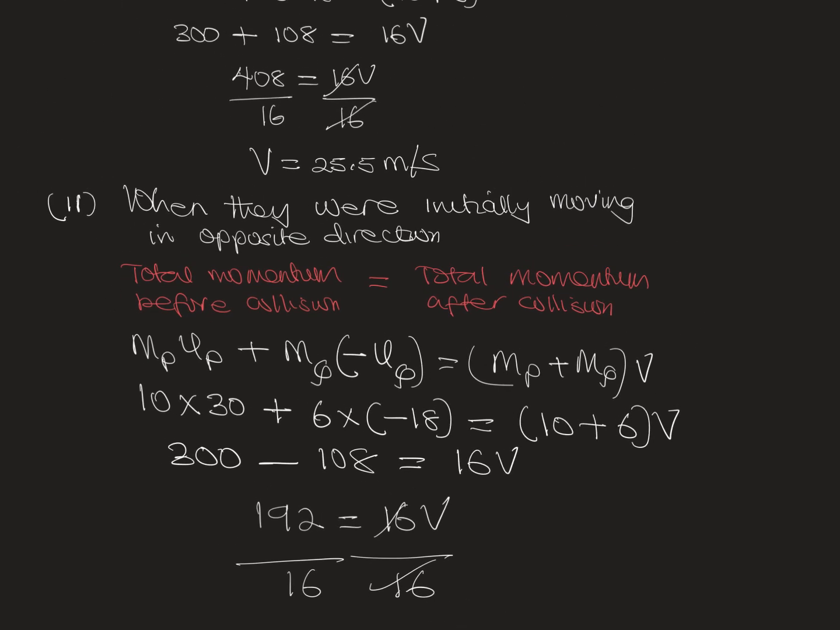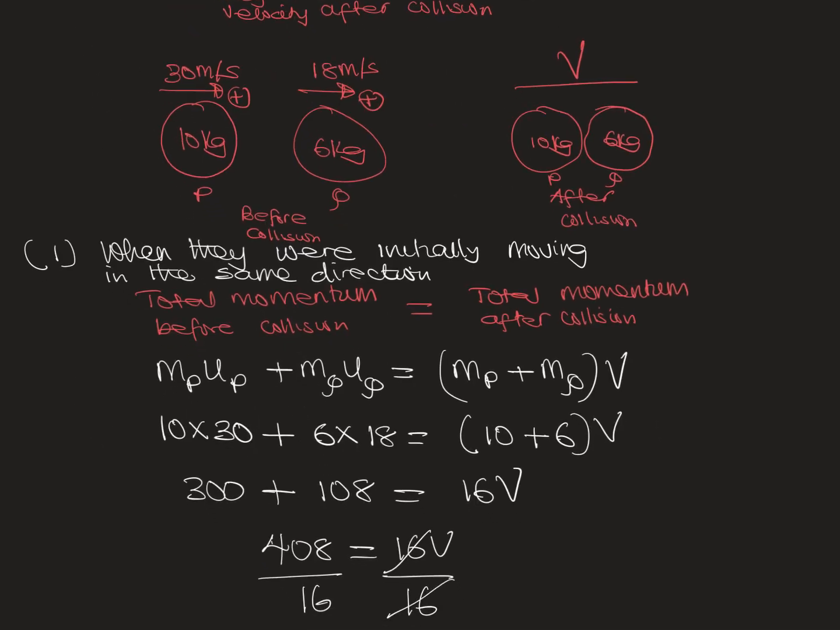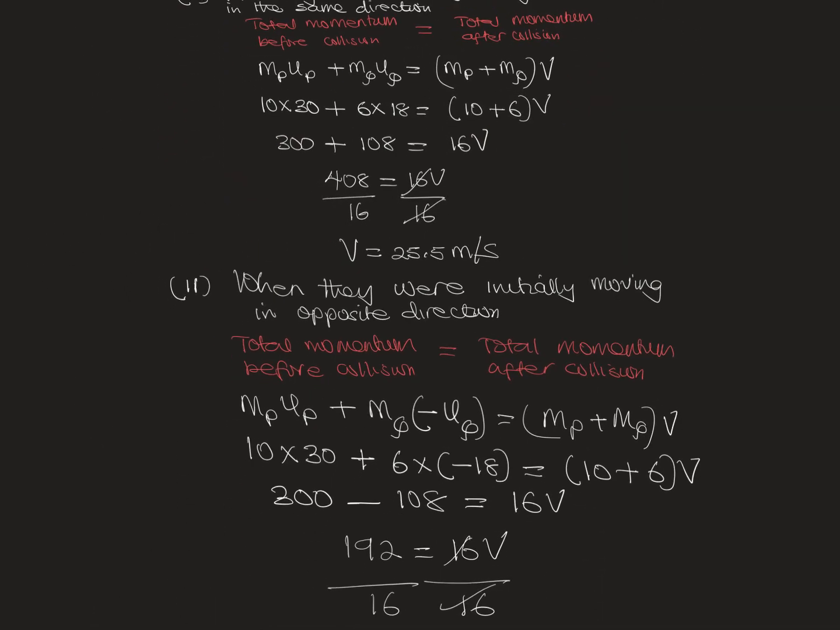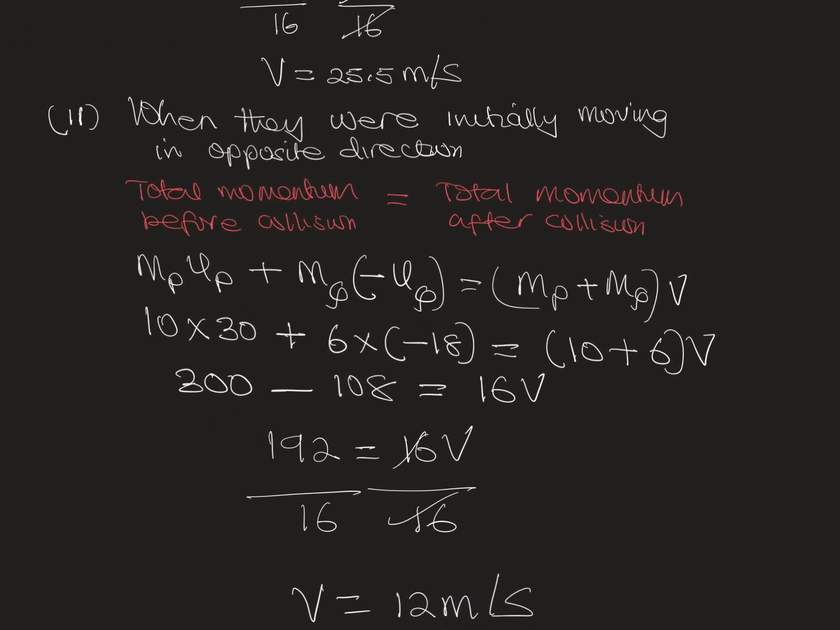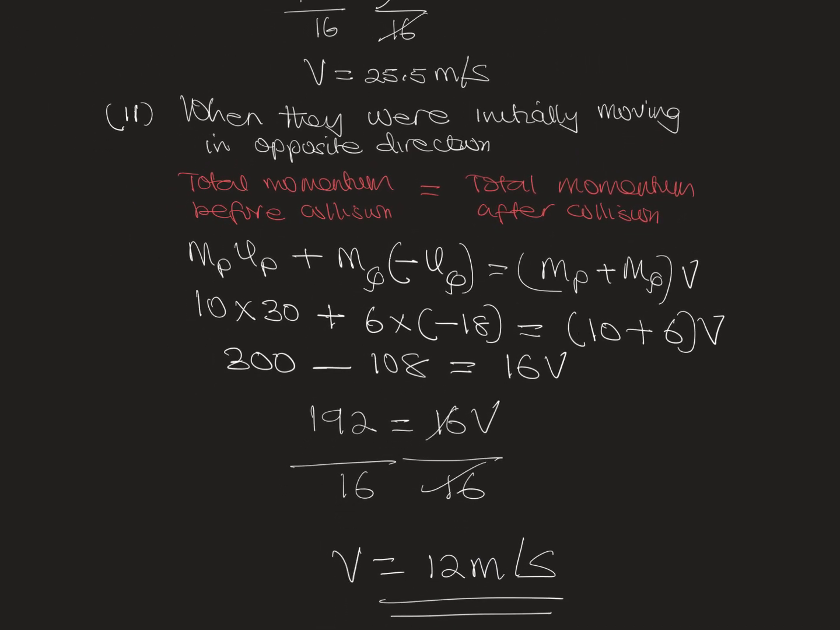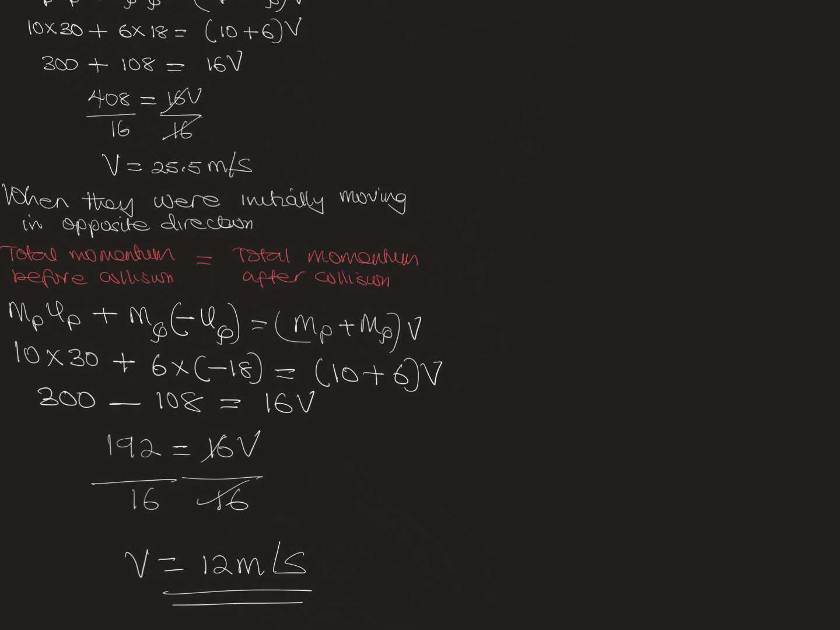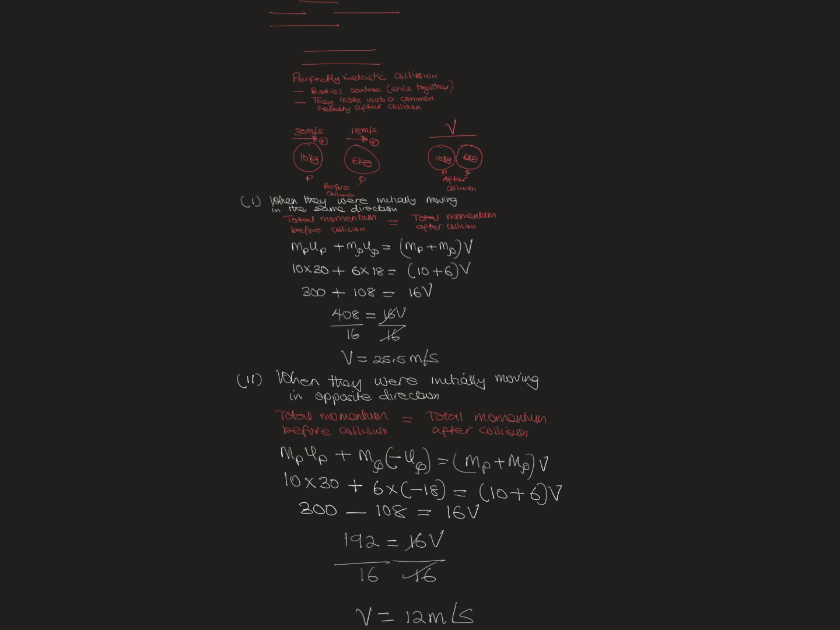So if they are moving in the same direction, the common velocity will be 25.5 meters per second. But if they are moving in opposite direction, the common velocity will be 12 meters per second. Okay, so that one is also positive.